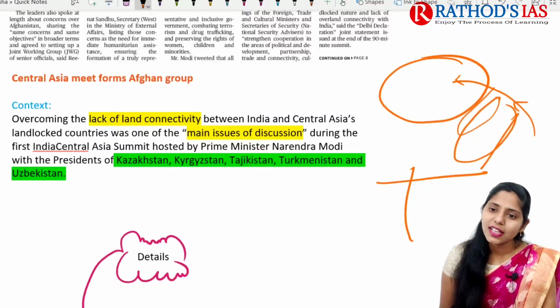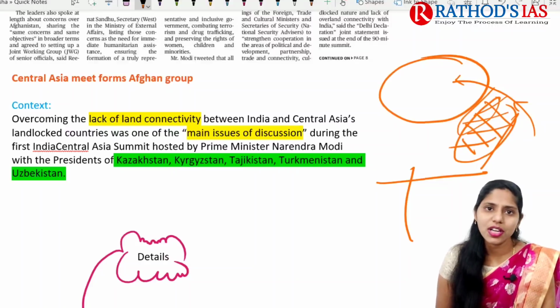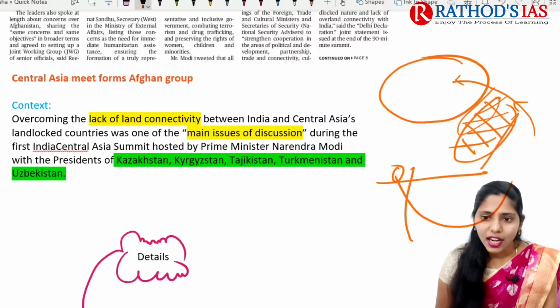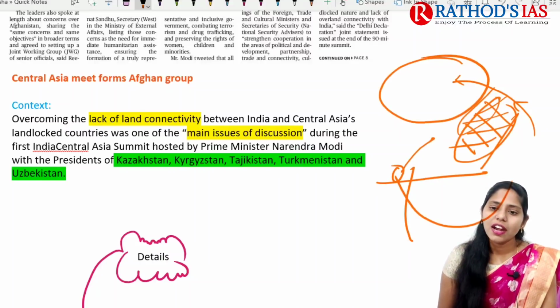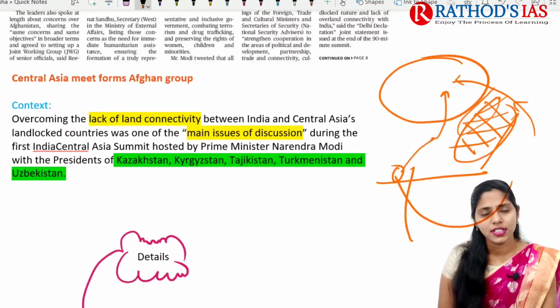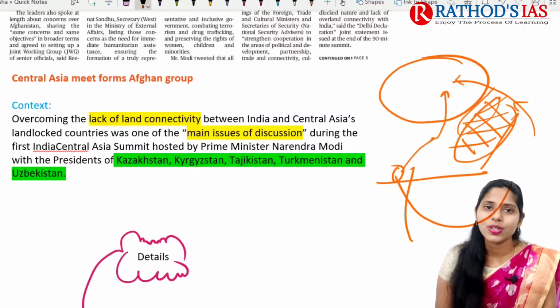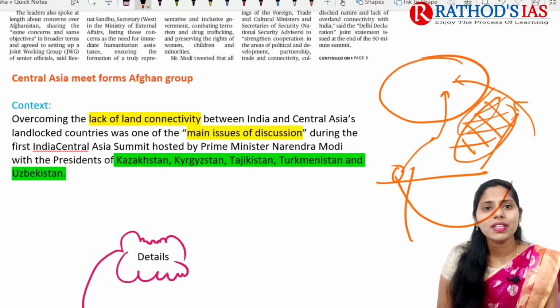If you see, Pakistan is present, and Pakistan will not allow us access. So we are using Chabahar port, which is located in Iran, and moving towards Afghanistan, and from Afghanistan we need to reach Central Asia. But Afghanistan is at present under the control of the Taliban, so this is also one important issue. Overcoming the lack of land connectivity between India and Central Asia's landlocked countries was one of the main issues of discussion during this first India-Central Asia Summit.